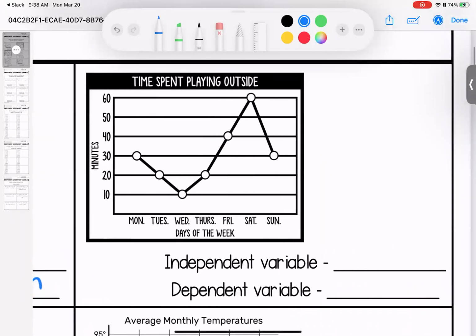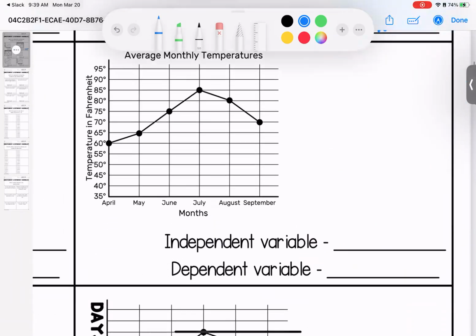All right, this time we're looking at playing outside. We're looking at days of the week and minutes. Independent variable is the days of the week. And the dependent is the minutes. So we know that on the weekend, we're going to have more time to stay outside. So depending on the day of the week, it's going to change the amount of minutes that I'm outside.